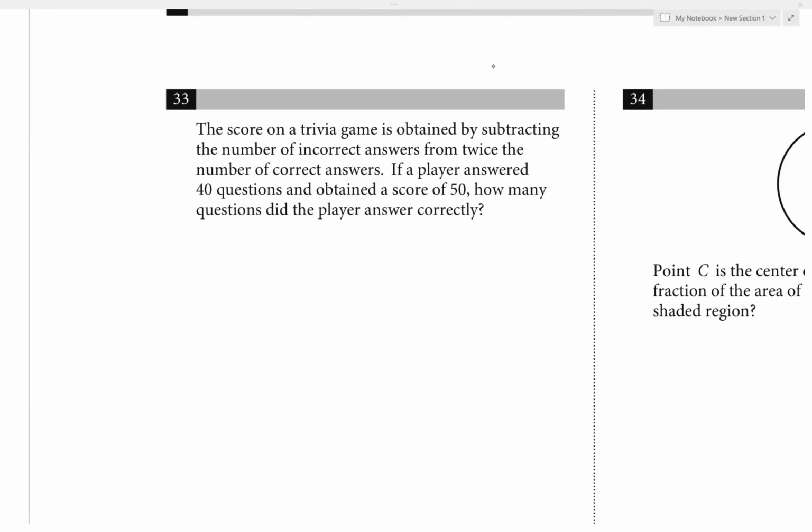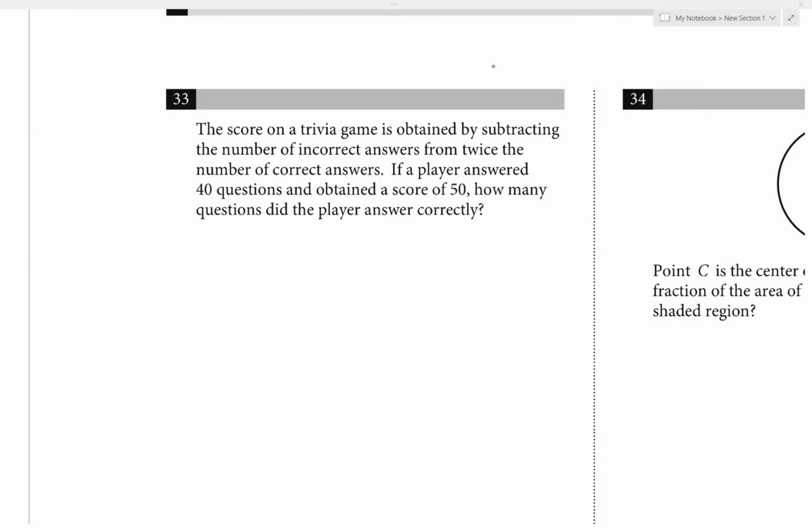All right, number 33. The score on a trivia game is obtained by subtracting the number of incorrect answers from twice the number of correct answers. If a player answered 40 questions and obtained a score of 50, how many questions did the player answer correctly?